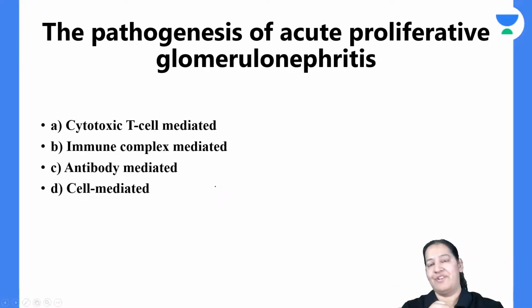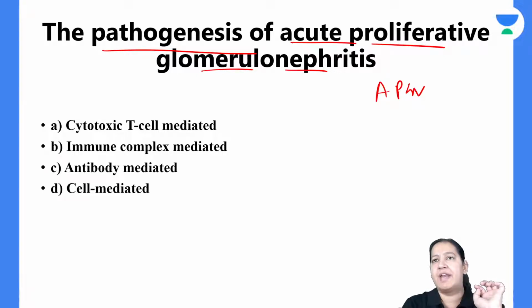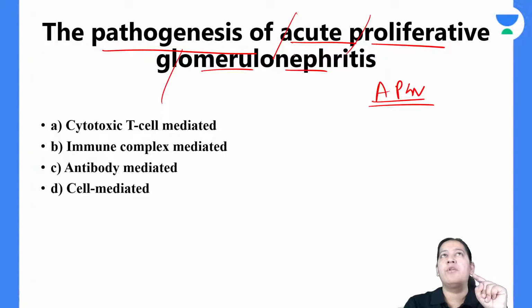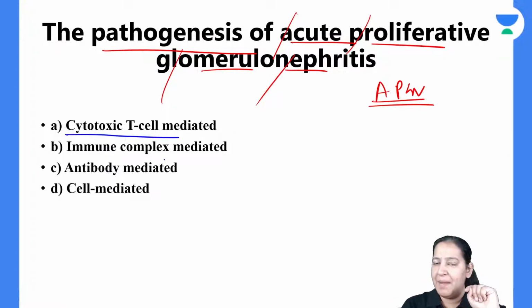This is the next question in front of you. Let me read the question. What is the pathogenesis of acute proliferative glomerulonephritis, APGN? You should know the short forms of these. Why is it happening? What is the etiopathogenesis? Is it cytotoxic T cell mediation which is causing the injury? Is it immune complex? Is it antibody? Or is it cell mediated?